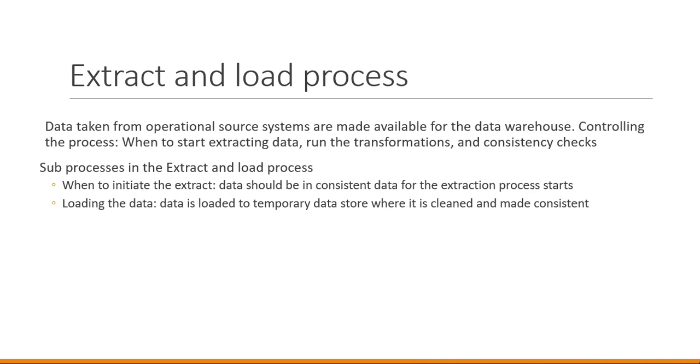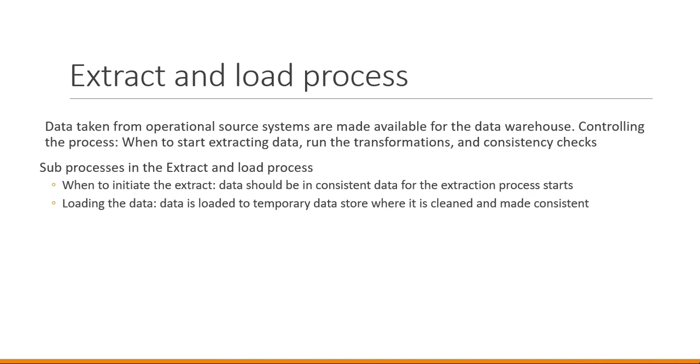Data taken from the operational source systems is made available for the data warehouse. Controlling the process is necessary. That means when to extract the data, when to transform that data into the format that is required by the data mining algorithms, and to check whether the data is consistent. Data should be consistent everywhere. We can find the same data in different sources, so the data should be consistent in all sources. So we have to understand, in the extract and load process, how to control or start the extracting process, when to do the transformations, when to do the consistency checks.